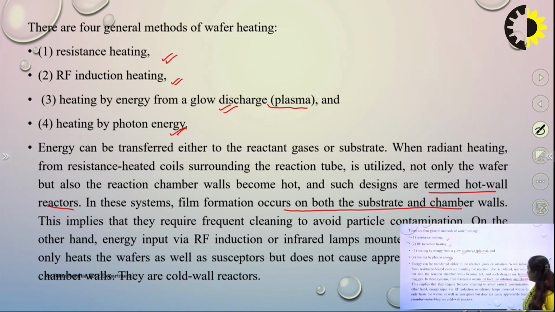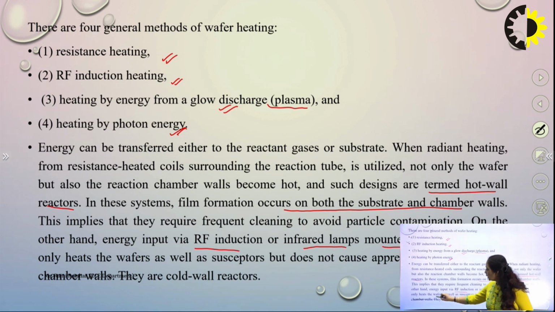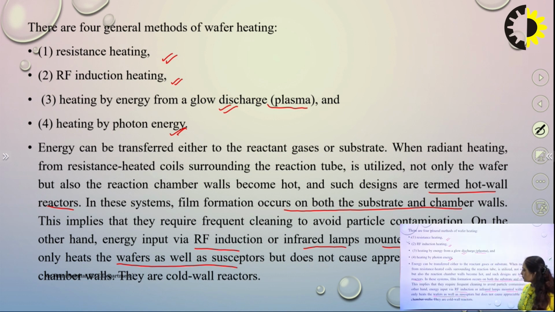To avoid this, frequent cleaning is used to avoid particle contamination. On the other side, energy input via RF induction or infrared lamps mounted within the reactor only heats the wafer as well as the susceptors, but does not cause excess heating of the chamber. These kinds of chambers are known as cold wall reactors.